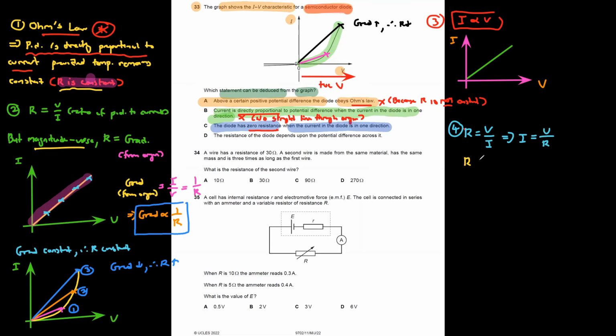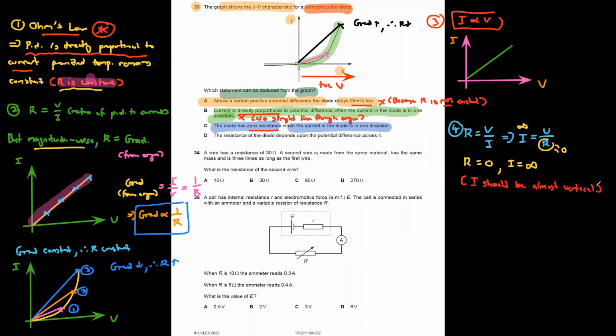Now, if R is 0, this would tell you current is infinite. Okay, current is infinite, because when you divide something by 0, you should get infinite. Okay, so here R equals 0, I equals infinite, which would make sense. If you have no resistance whatsoever, your current can theoretically go up to an infinite value. There's no limit to it. Okay. So in our case here, the current should be almost vertical if we have infinite current.